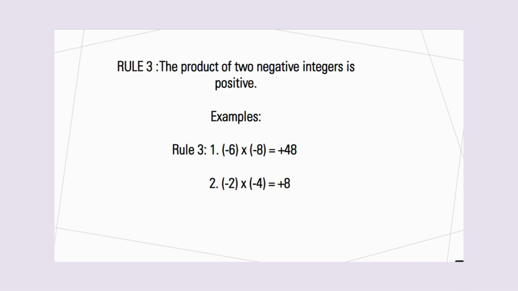Multiplication rule number 3. The product of two negative integers is positive. When you multiply two negative integers, the result is always a positive integer. For example, we can observe that minus 6 into minus 8 is equal to plus 48. Here we are multiplying minus 6, a negative integer, by minus 8, another negative integer. Since both numbers are negative, the result is plus 48, that is positive. In example 2, we can observe that minus 2 into minus 4 is equal to plus 8.